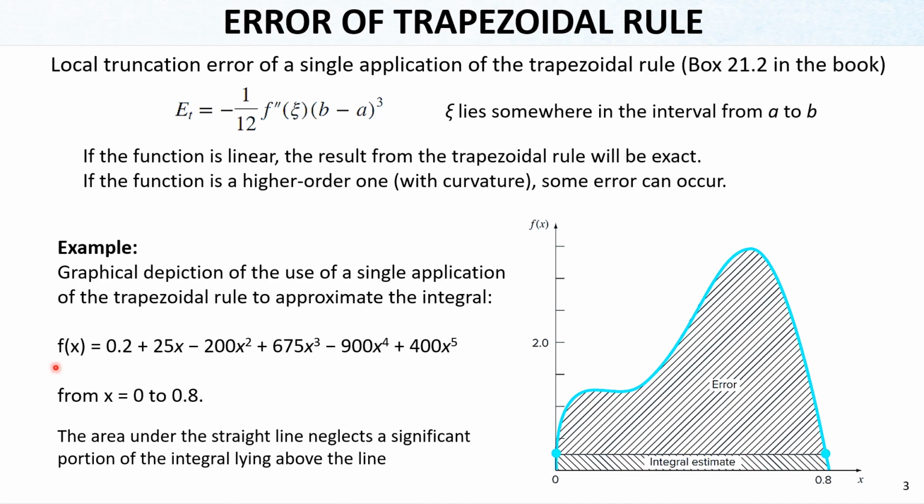So if the order of the function is very large, like 5, the linear approximation can be very much different from the actual integration value. Here you can see we actually estimated a small area, but it is much smaller than the actual integration area. So that means the area under the straight line here neglects a significant portion of the integral lying above the line. You can see here, this is the error, and you can calculate it using this function.